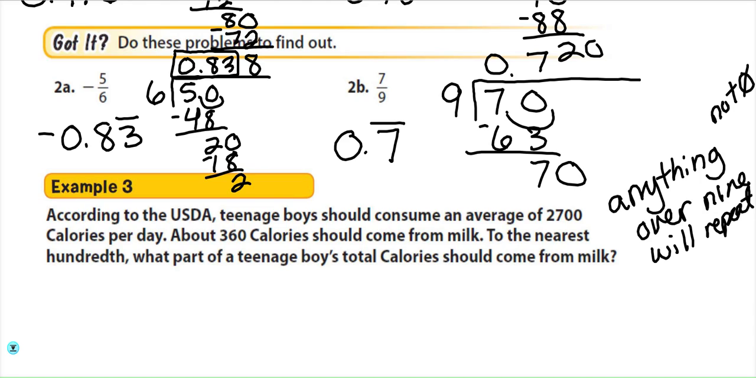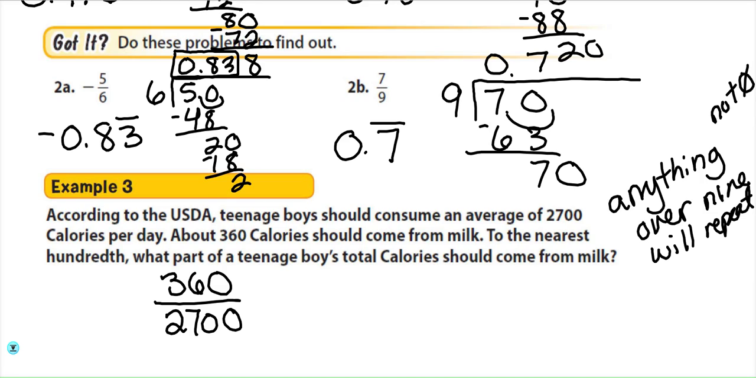Okay, let's take a look at example 3. According to the USDA, teenage boys should consume an average of 2,700 calories per day. About 360 calories should come from milk. To the nearest hundredth, what part of a teenage boy's total calories should come from milk? All right, so for this one, we have 360 calories out of 2,700.